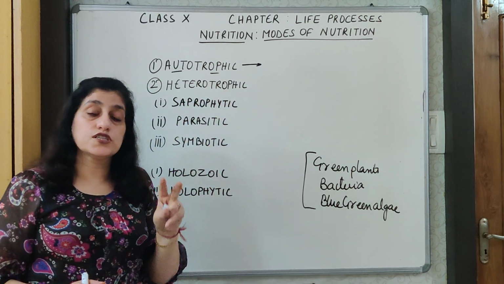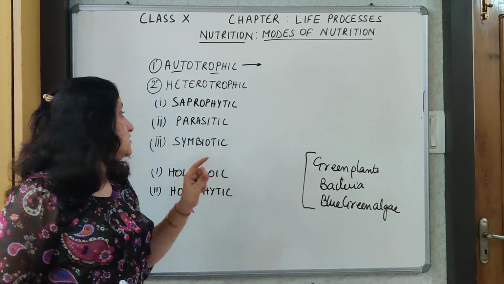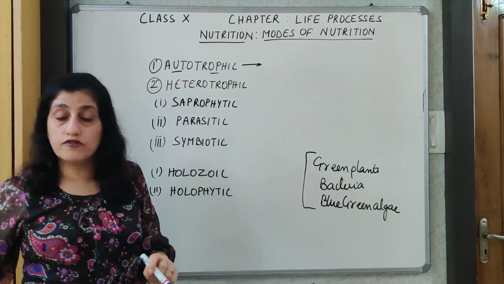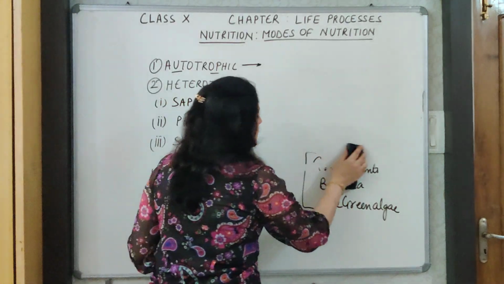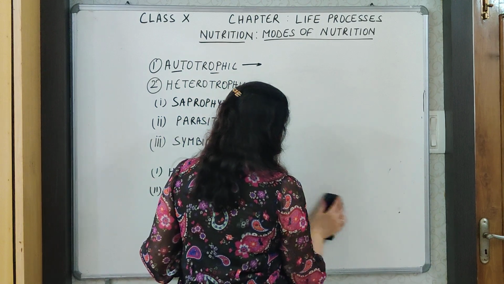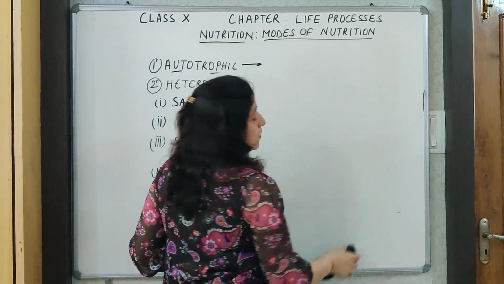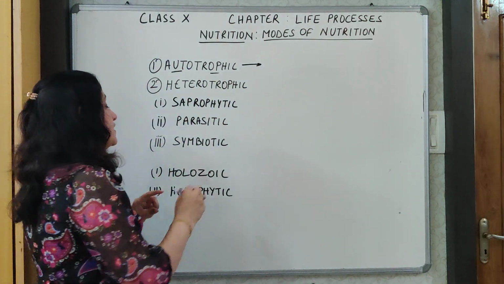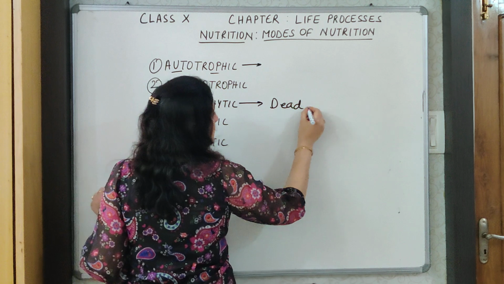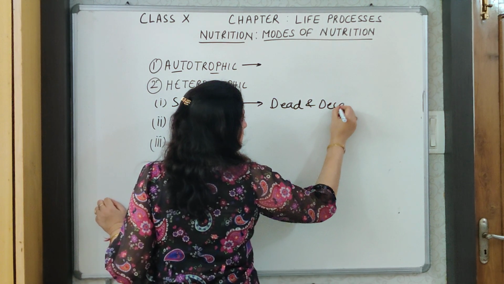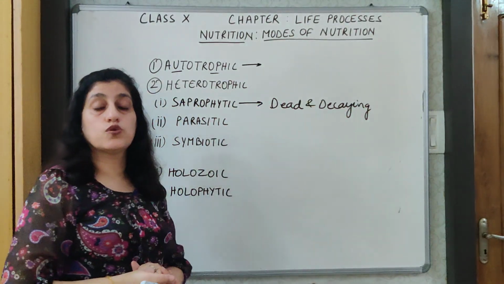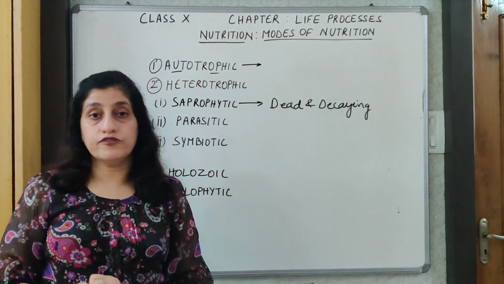Heterotrophic mode of nutrition is divided into three categories, which are saprophytic, parasitic and symbiotic mode of nutrition. Coming to these three one by one. First is saprophytic mode of nutrition. When an organism feeds on dead and decaying matter, such a mode of nutrition is known as saprophytic mode of nutrition.